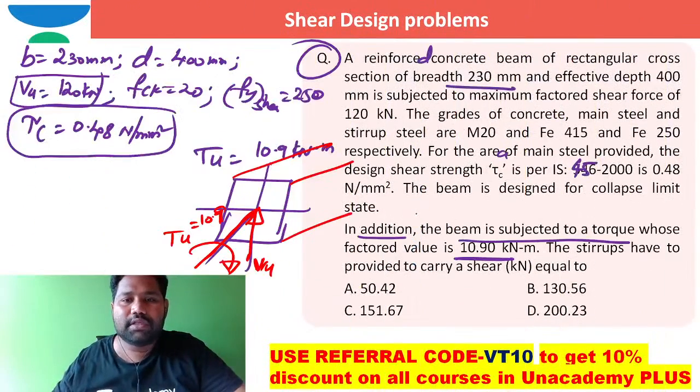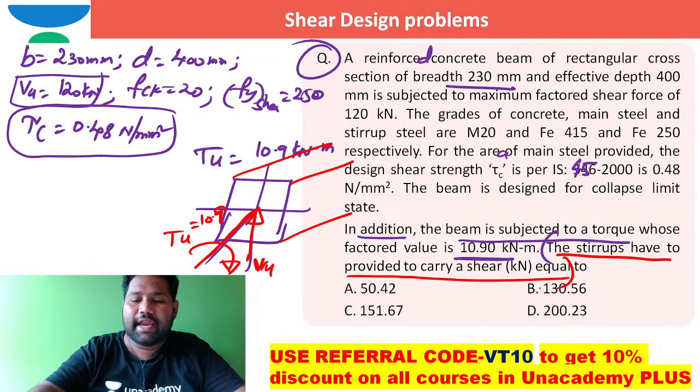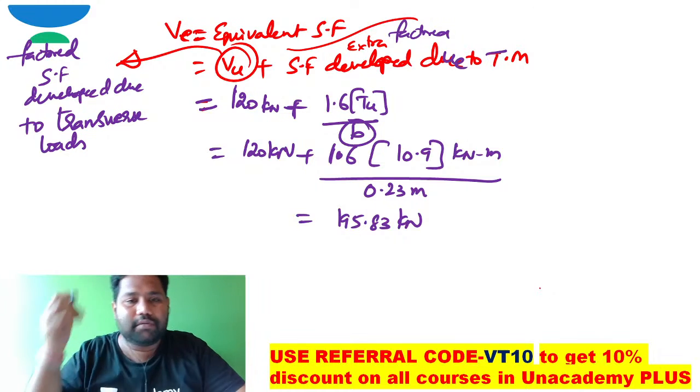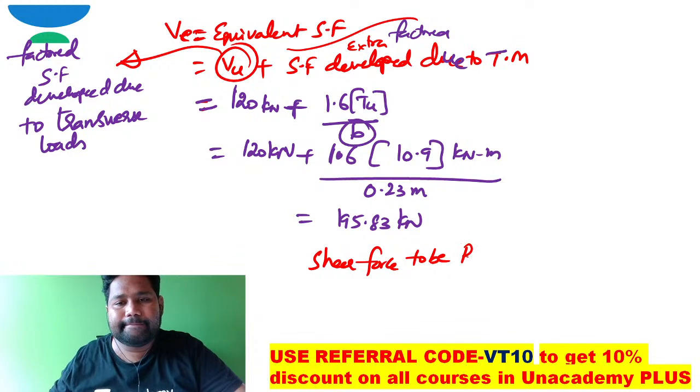Now, what is the question, brother? I hope you are able to see. The question is, what is the shear force that needs to be resisted by the stirrups? Stirrups have to be provided to carry a shear. So indirectly they are expecting the shear force to be resisted by the stirrups. Let me write shear force to be resisted by shear stirrups.